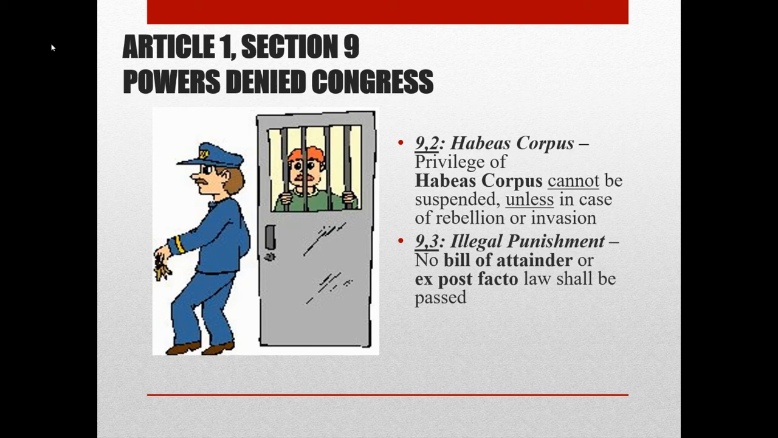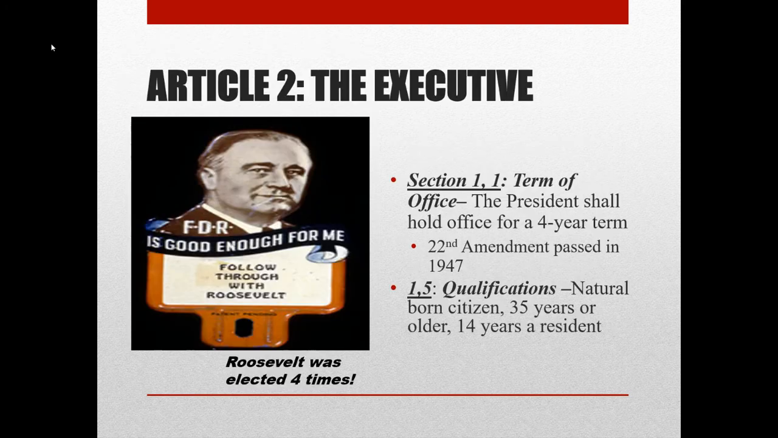So now transitioning, let's take a look at Article 2. Article 2 highlights the executive branch, the presidency of the United States. So we're going to take a look at that for the next couple of days and really study what the president does, as well as how the president is elected through the Electoral College.